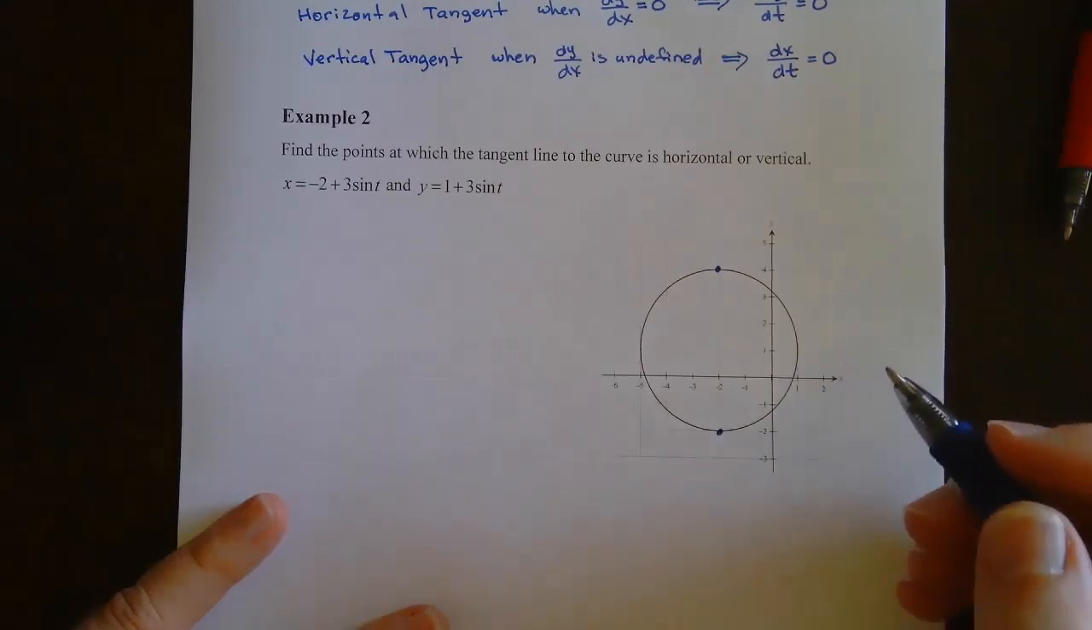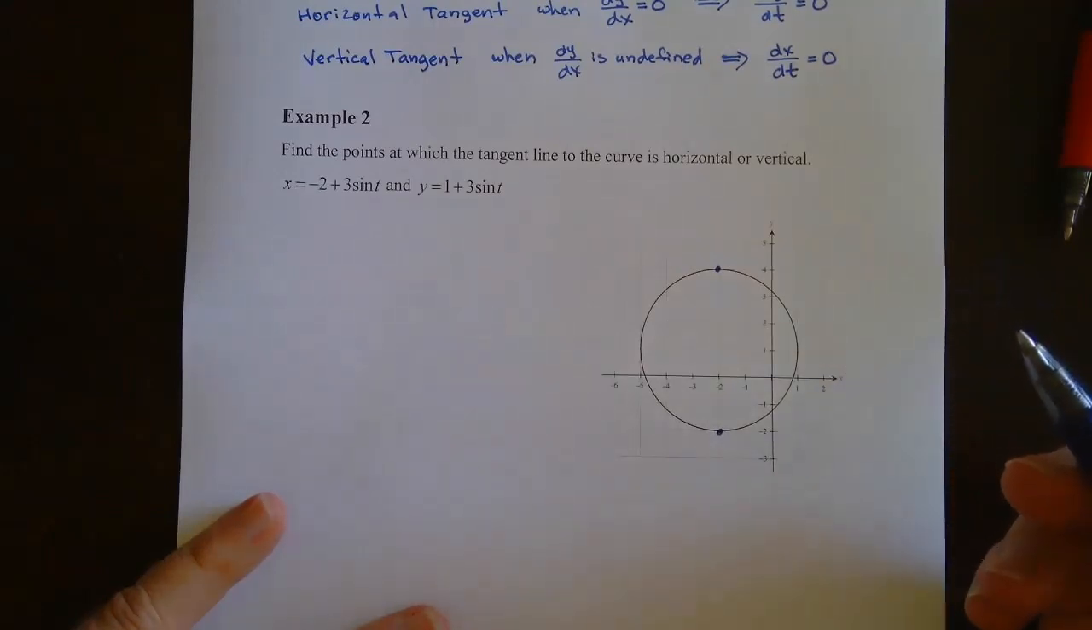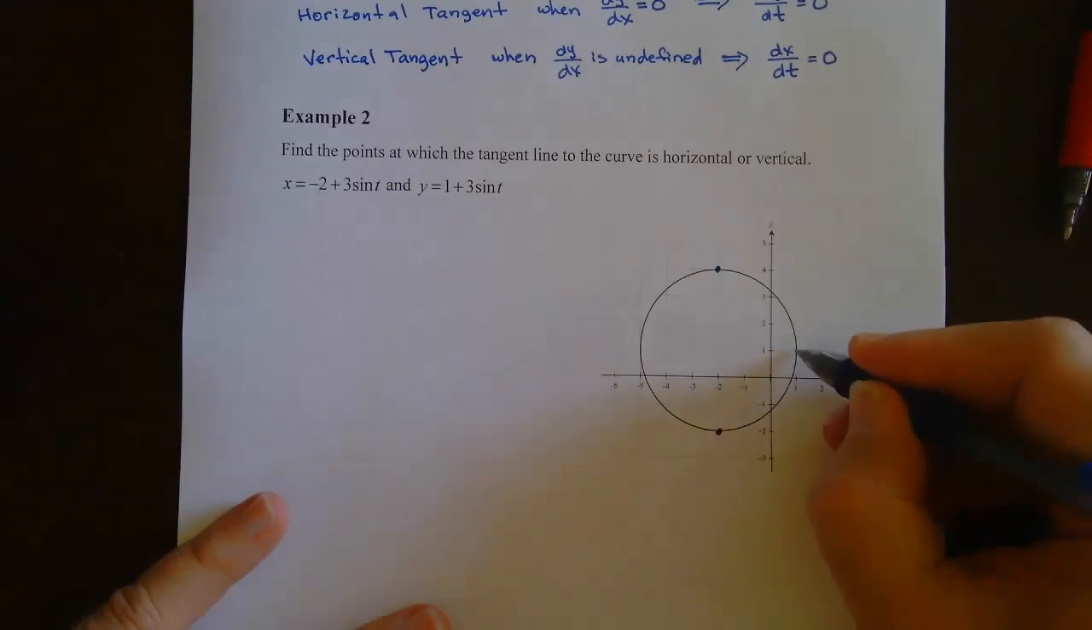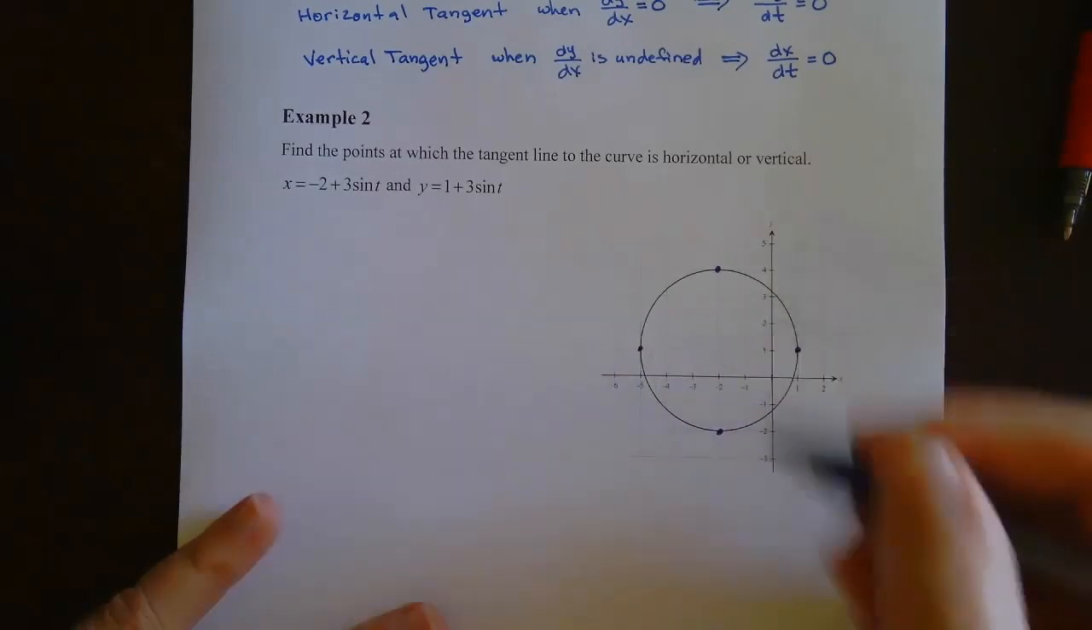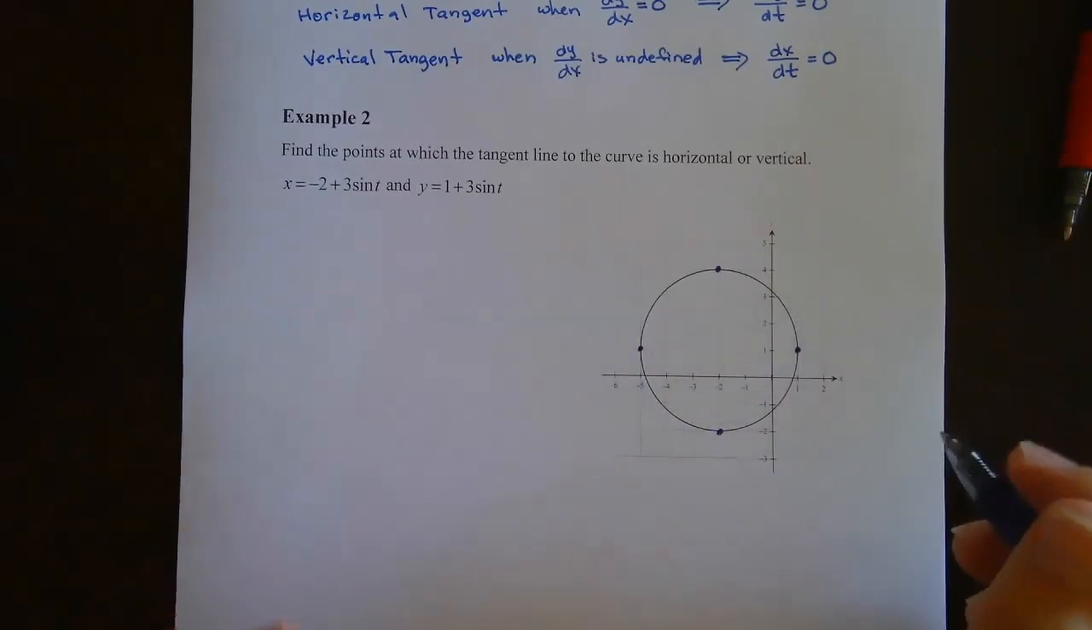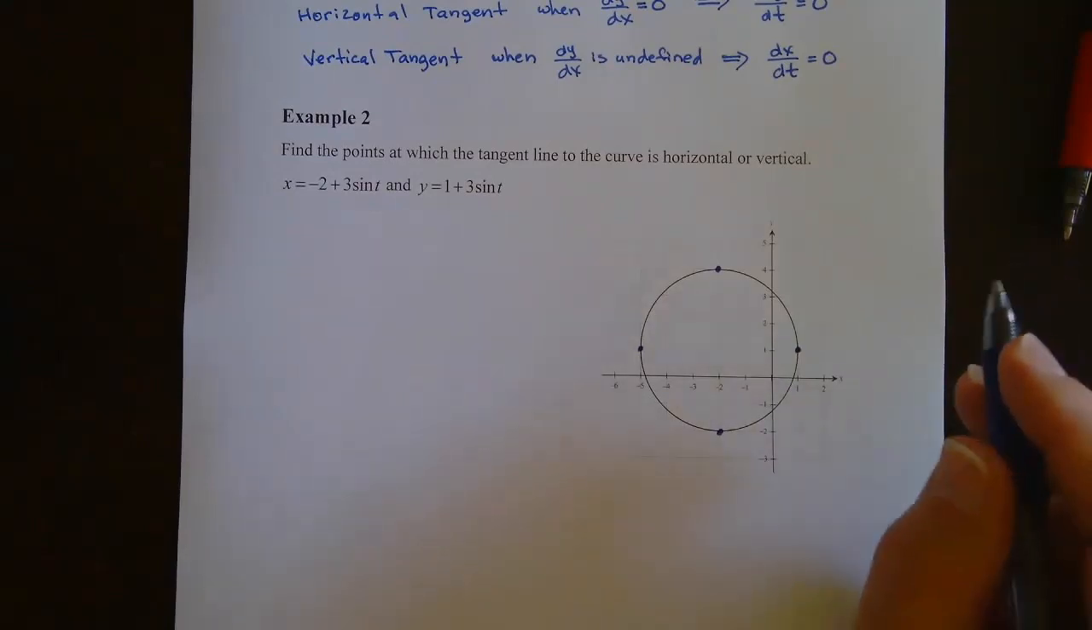Now, where was it that your x's wouldn't be changing? That would be a vertical tangent, right? And that's going to happen right here and right here. And I'm going to go through the work to show you that this really does happen. All right, so here we go.